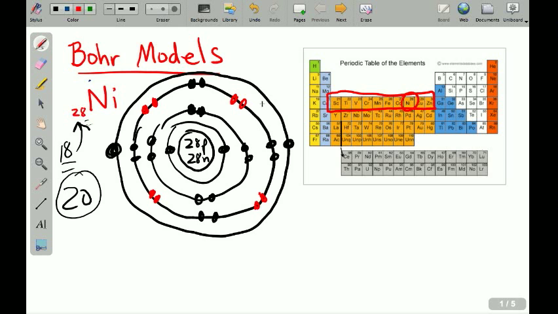Okay, so that totally will help you with your Bohr models, if you just stick to this top row and practice those.